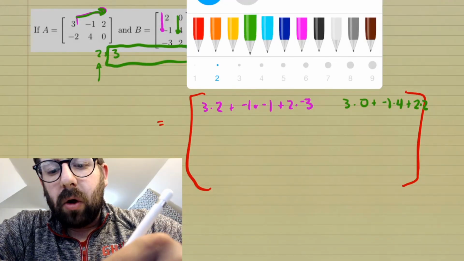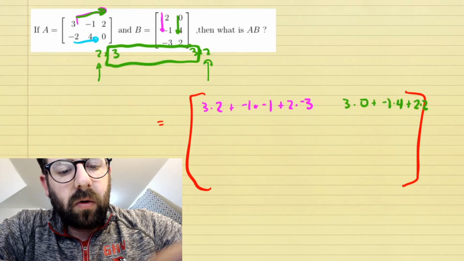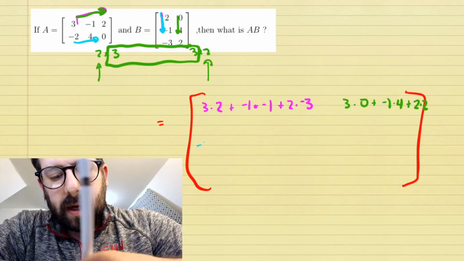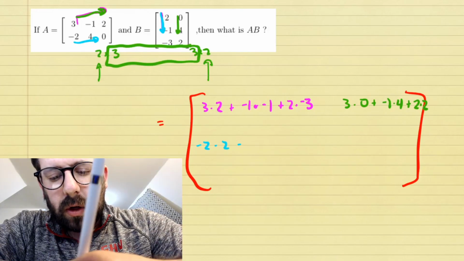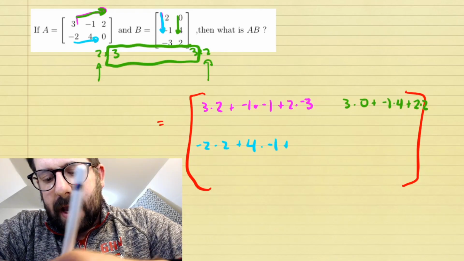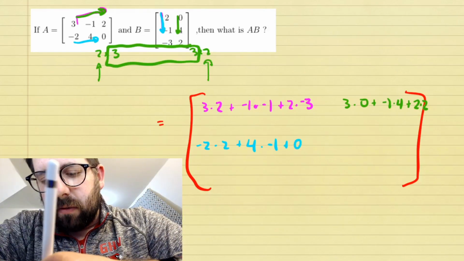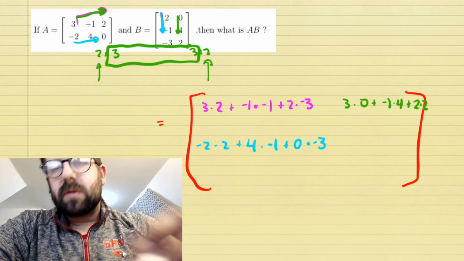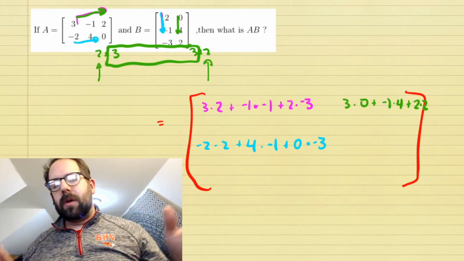And then I go to the bottom row. So bottom row, first column. So -2 times the 2 plus the 4 times the -1. And what is the last one? 0 times the -3. All right, there you go. There's the bottom left corner. I haven't done the bottom right, but you get the idea.